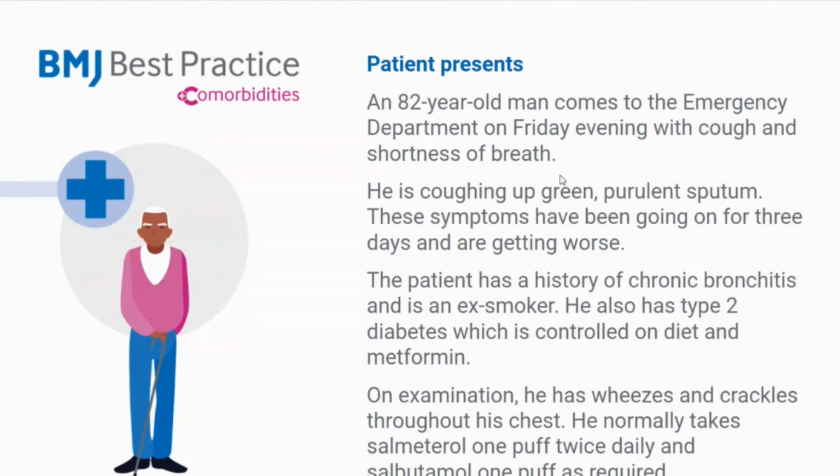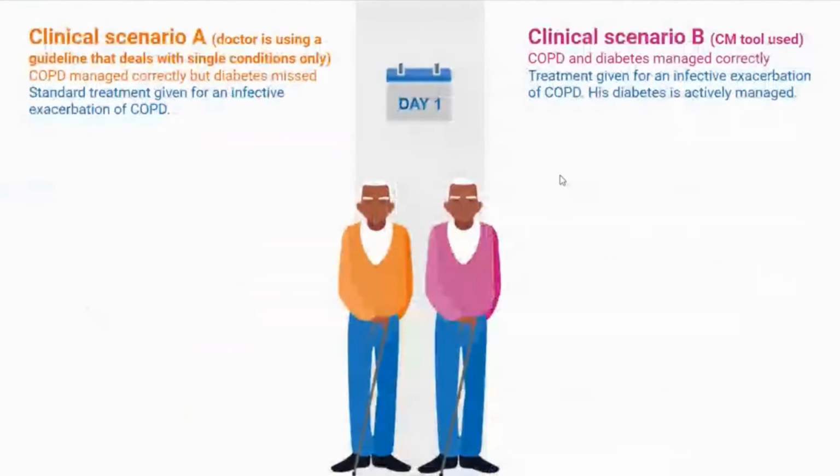So you don't need to be an older person's doctor to work out that this man has an acute exacerbation of COPD and type 2 diabetes. It's not a diagnostic challenge, and yet it is a therapeutic one. So let's see how the scenario plays out.